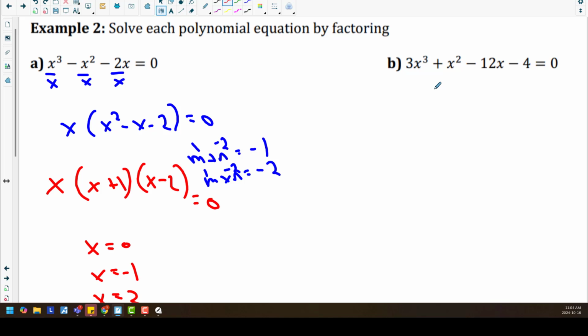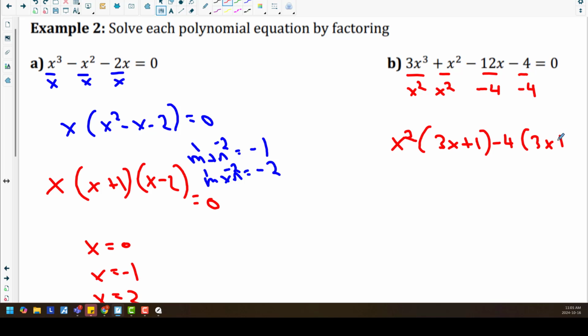In this example, whenever you have 4 terms, I would recommend common factoring and then factor by grouping. So look for something common between the first pair and then the second pair. So let's see, the first two we can take out an x squared. And for these two, we can take out a -4. So this becomes x squared times 3x plus 1. This becomes -4. And -12 divided by -4 is 3. Then we get that x, and that's going to be plus 1.